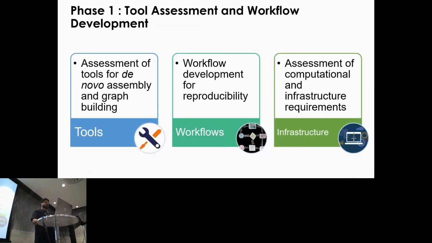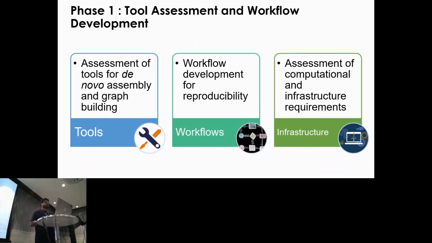Phase one of the computational work in the project is tool assessment and workflow development: to assess the tools for de novo assemblies and graph building, to build and develop workflows for reproducibility, and to assess the computational and infrastructure requirements needed for building the graph and doing the downstream analysis. The second phase is to build the graph and do variant calling.